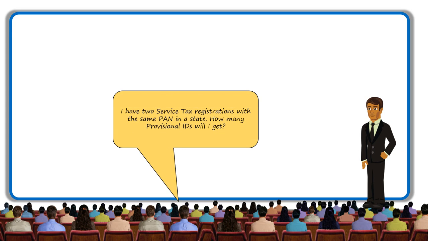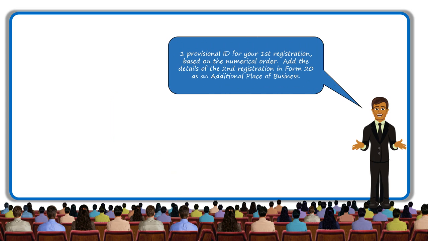I have 2 service tax registrations with the same PAN in a state. How many provisional IDs will I get? One provisional ID for your first registration based on the numerical order. Add the details of the second registration in Form 20 as an additional place of business.